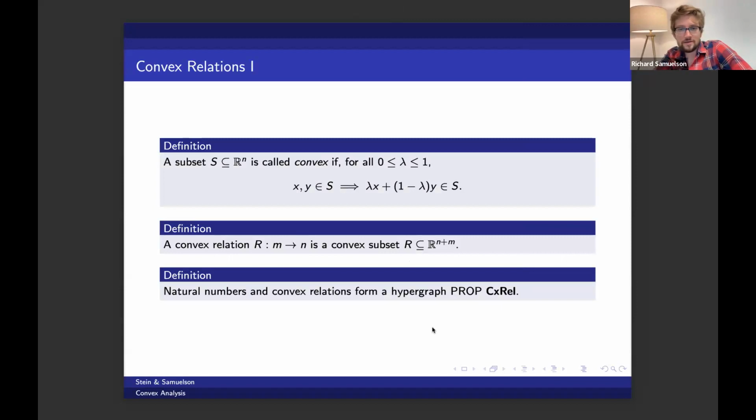A subset of R^n is called convex if for any two points in the set, the line segment between those points is contained in the set. That's the definition. So we'll define a convex relation from M to N to be a convex subset of R^n plus R^m. This convexity is preserved by the relational product, and so we can think about a subcategory of Rel, which we'll call CXRel, and this is a prop of natural numbers and convex relations. And this is also a hypergraph category.